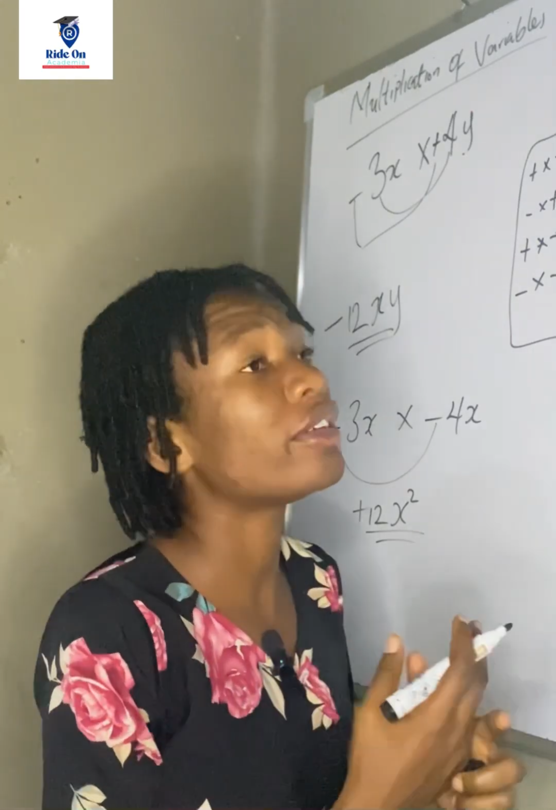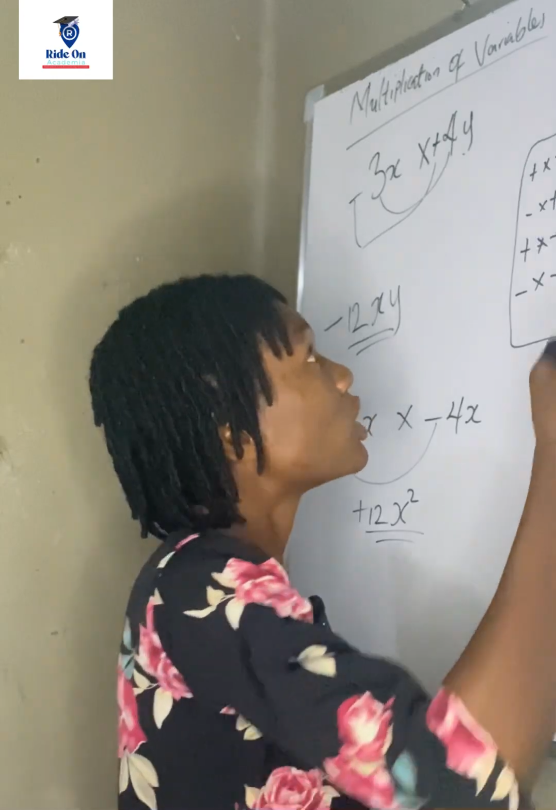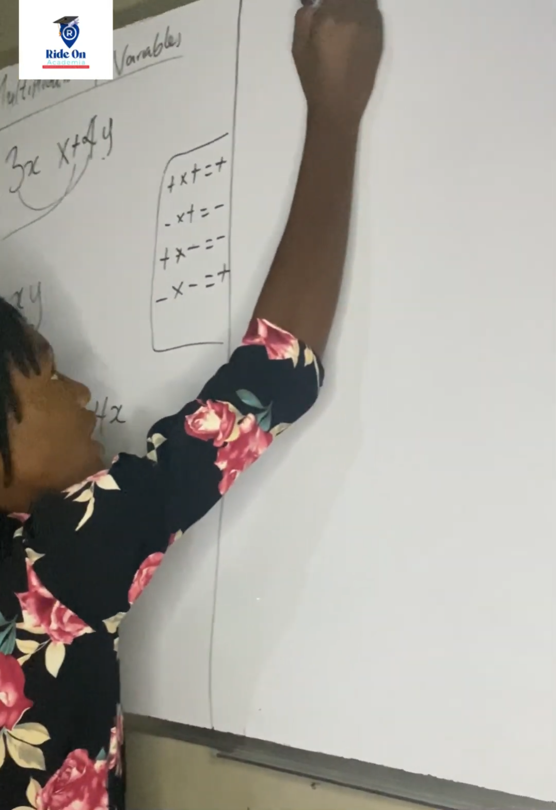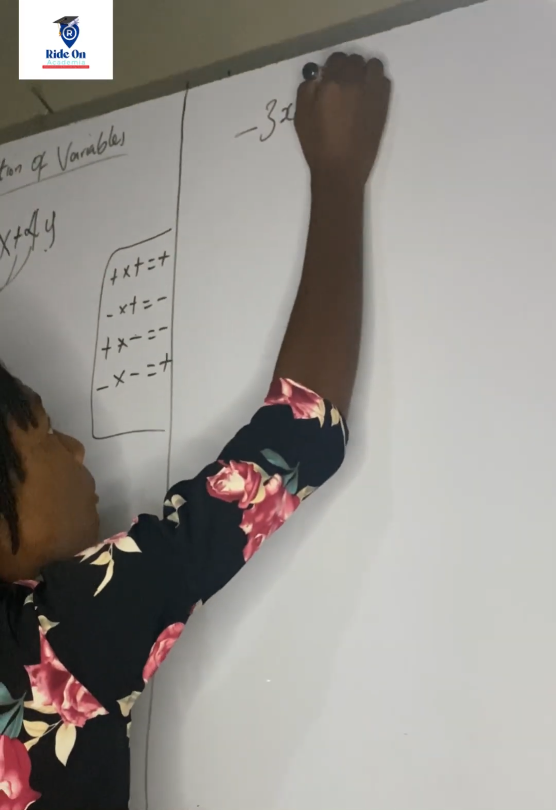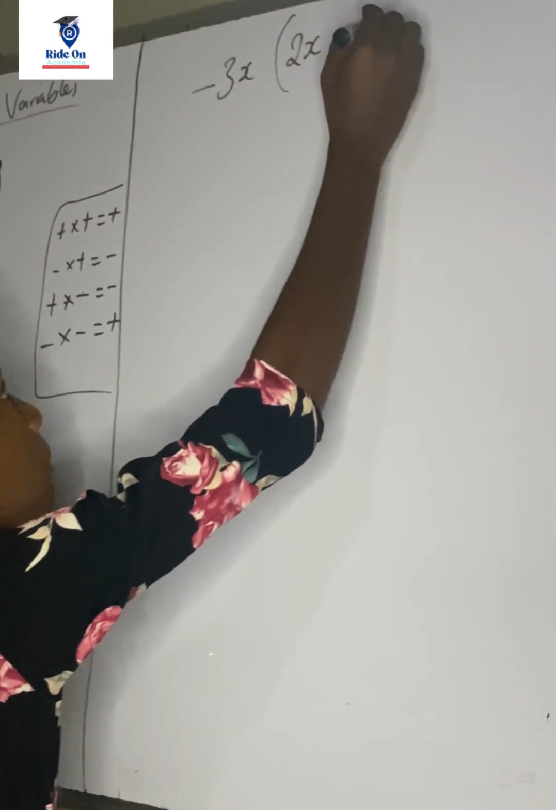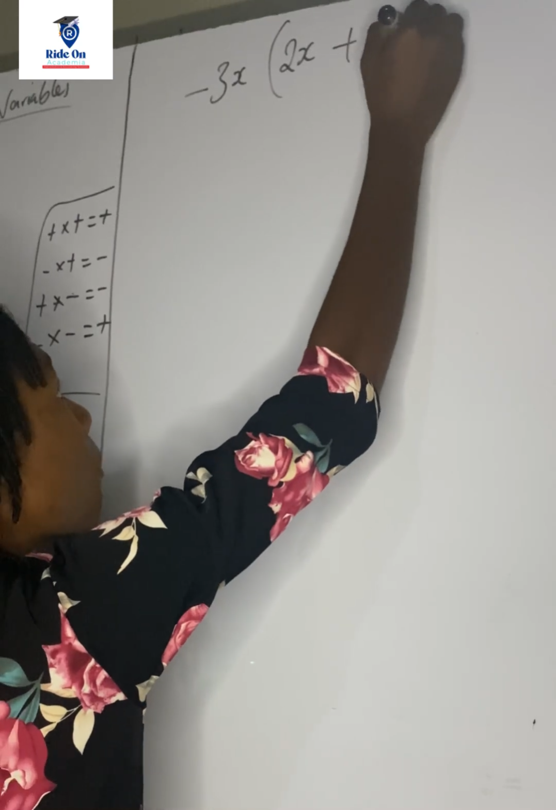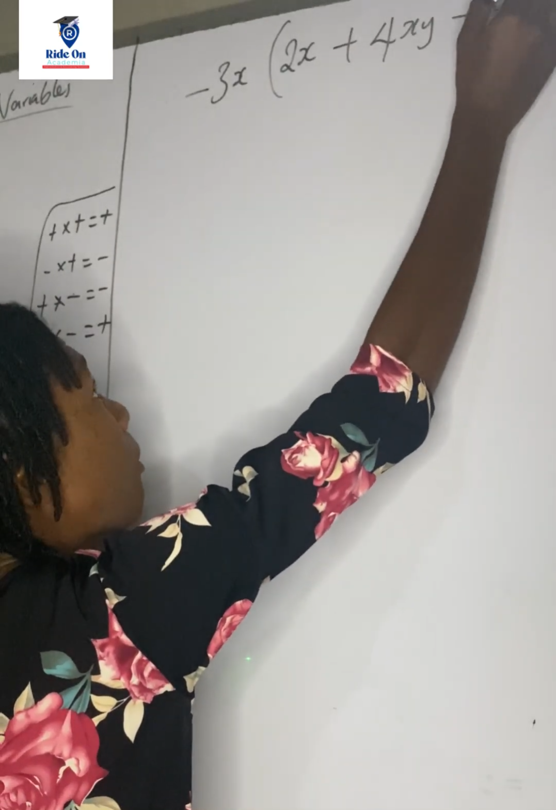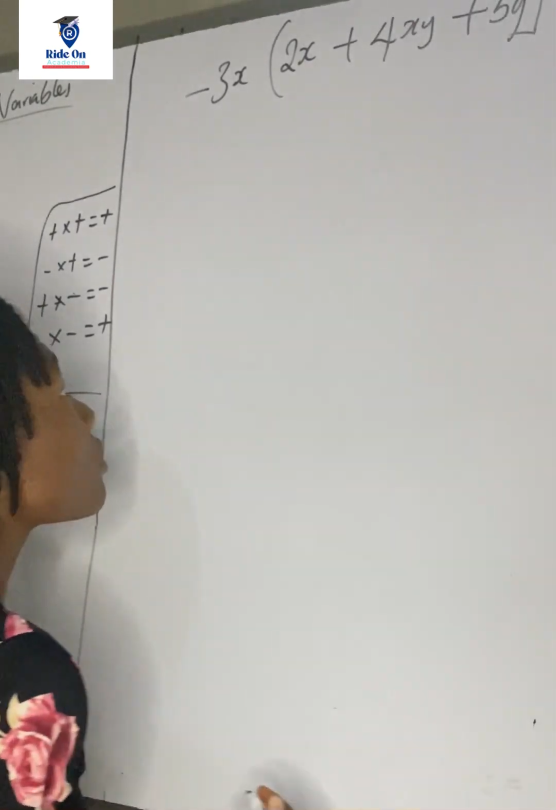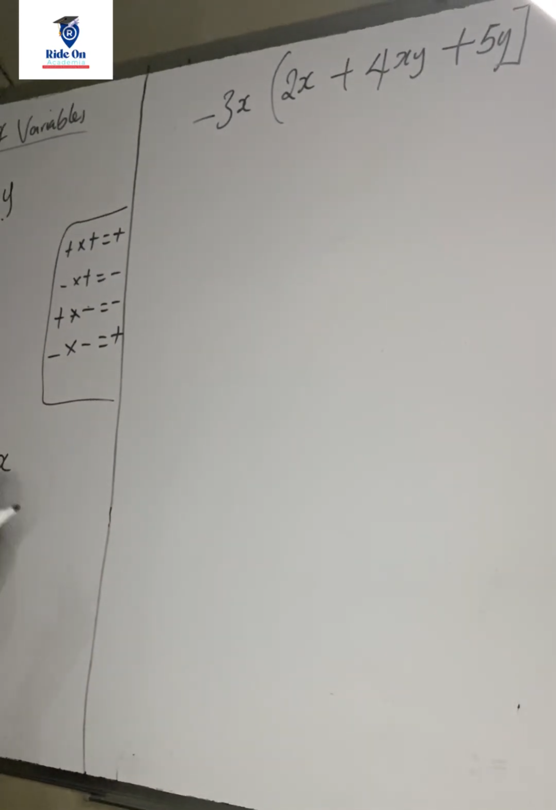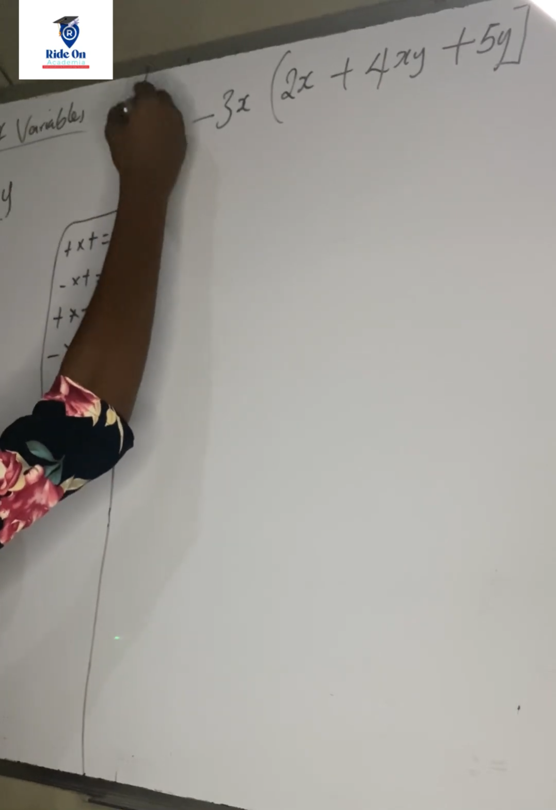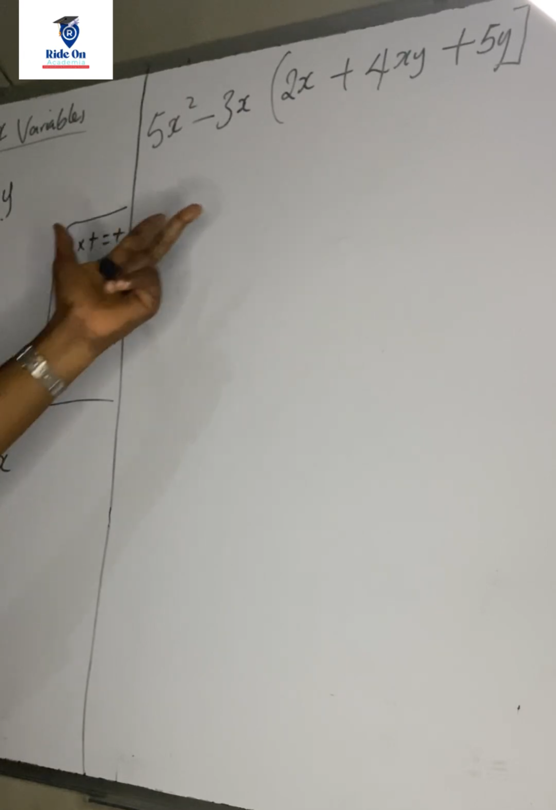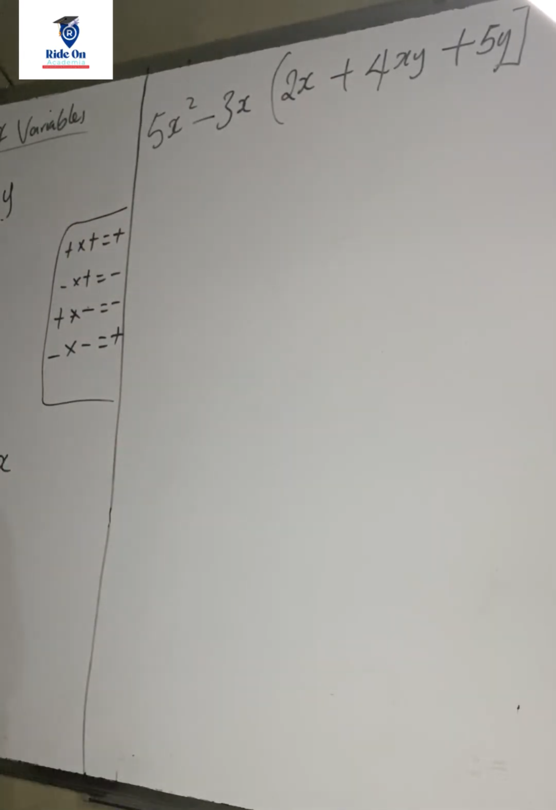Now let us look at something that involves expanding a bracket. Okay, let's look at something that involves expanding a bracket. Now we have a bracket. We have minus 3x. Let's do this, and maybe let's bring another variable in front of it. We have 5x squared, right? 5x squared. Let's say we want to simplify or expand the bracket.